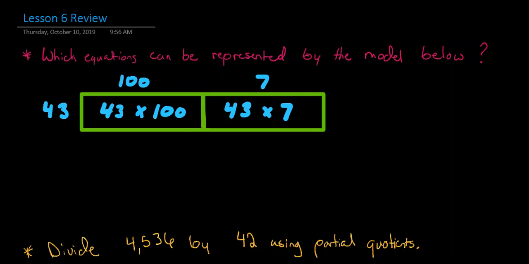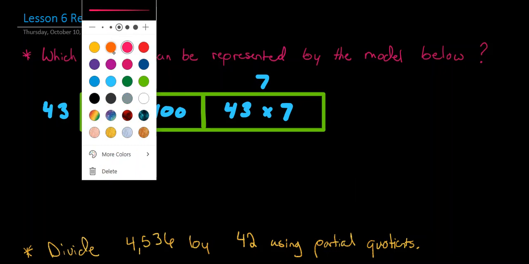All right. So let's look at this. The first question we're going to look at is which equations can be represented by the model below. So I have an area model below, and when I look at this, the first thing I need to do is find out what problem this is showing. What is it totally representing? One way to do that is I know what area is. I know that area equals length times width.